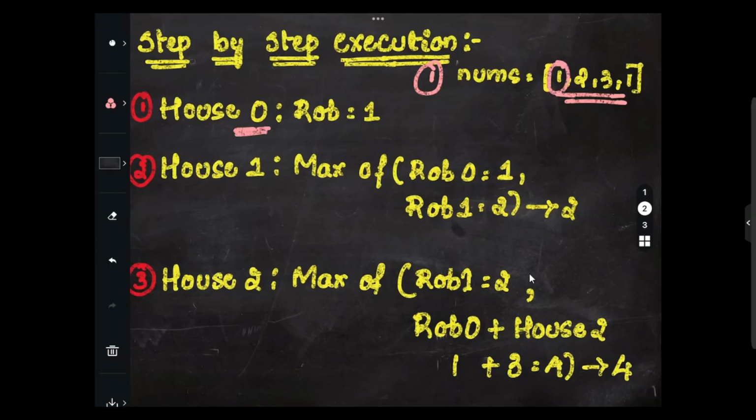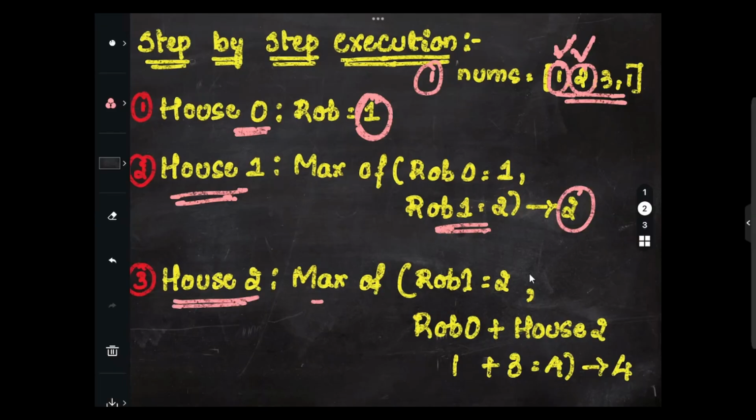This one I am speaking of. We will rob money 1, so rob 0 equals 1. Next we will be moving on with house 1. Max of rob 0 is 1. Rob 0 is 1, so rob 1 is 2. We know this one, right? So the maximum of rob 0 and rob 1, 1 and 2, will be 2, quite obviously.